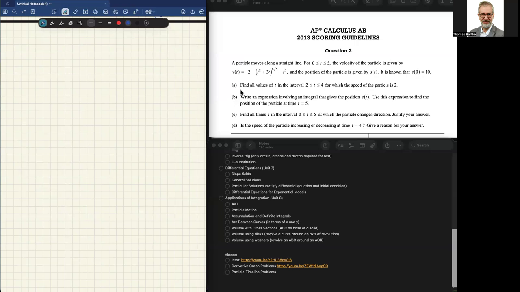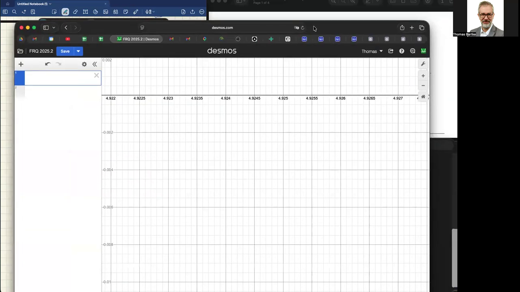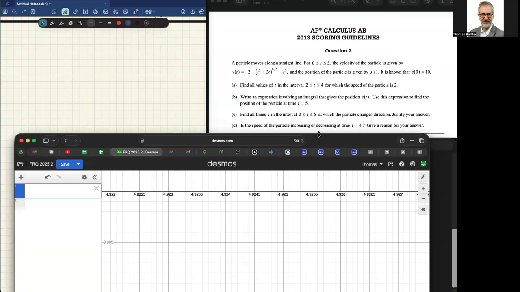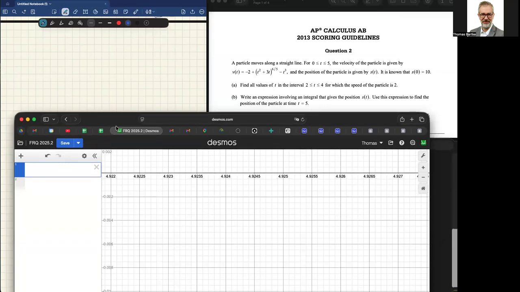All right, so let's go to part A: find all values of t on the interval 2 to 4 for which the speed of the particle is 2. Okay, so for this one, we said we're going to use the calculator. So let me bring in the calculator. I'm just clearing it out here real quick because I had other things going on. All right, so here's the Desmos calculator. Let me see if I can make this work.